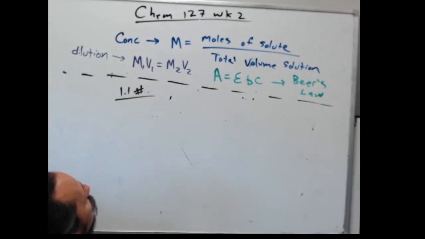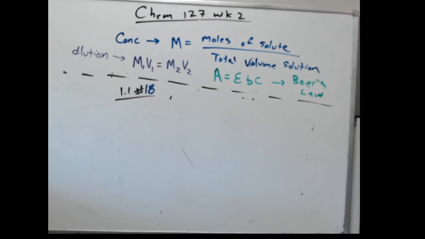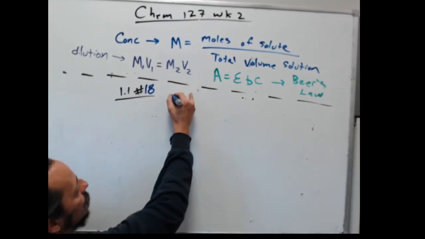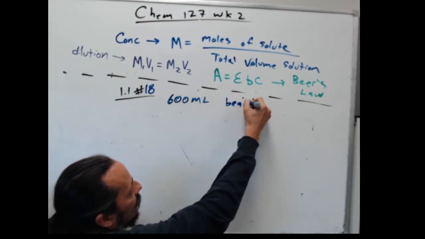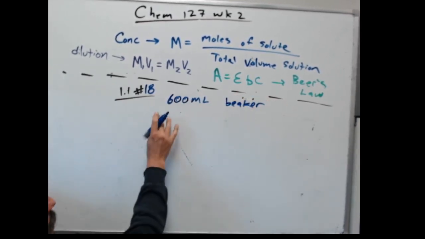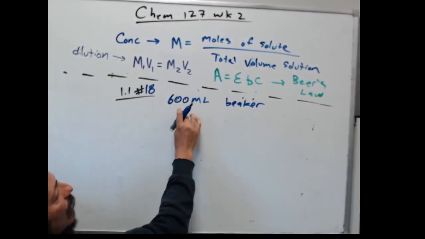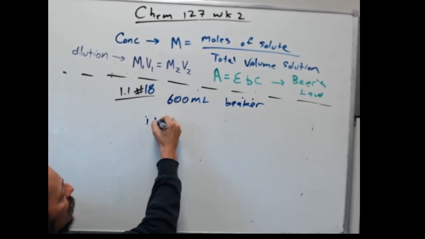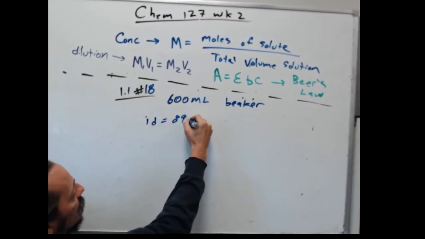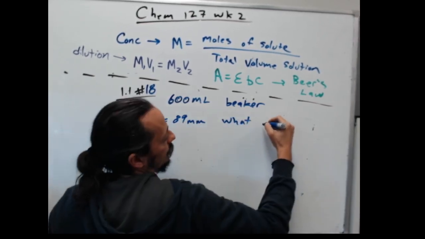So, number 18. This is one of the graded questions, but we can still do it together. What does this question say? It's a 600 milliliter beaker that has an inner diameter of 89 millimeters. What is the vertical distance between 100 milliliter marks on the side of the beaker? Give your answer in centimeters. The inner diameter was 89 millimeters. The vertical distance of 100 milliliters.